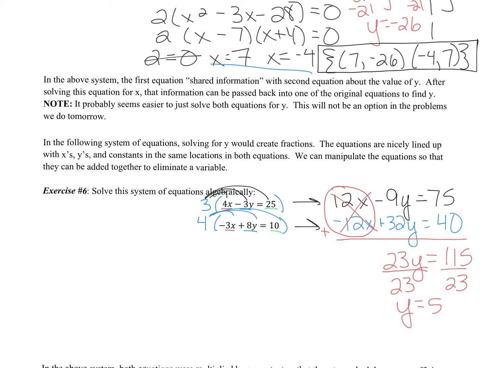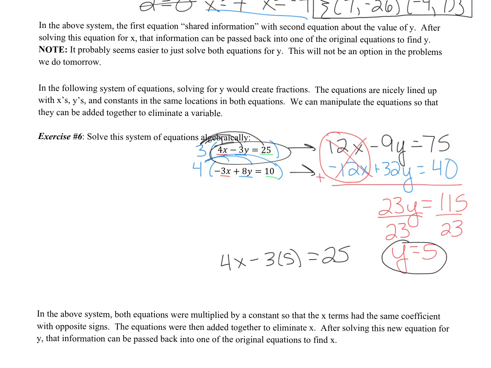We also need the other variable, or the x in this case. We found y first this time, so we're going to take this, and then this looks just like what we've done before. We plug it in to find the other variable. So I'm going to choose my first equation. So I have 4x minus 3 times 5 equals 25. So 4x minus 15 equals 25. If I add the 15 over, that's going to give me 25 plus 15 is 40. So divide by 4, x equals 4.